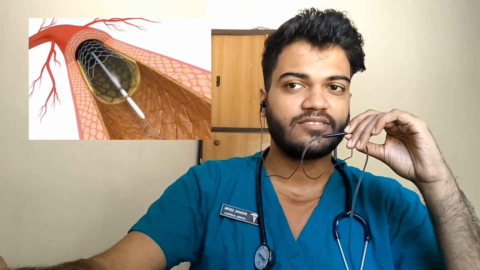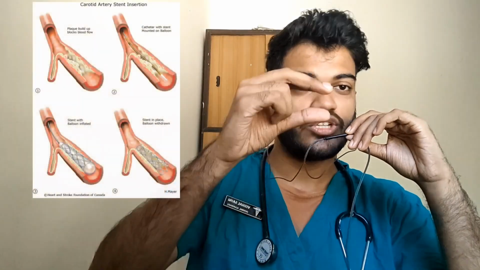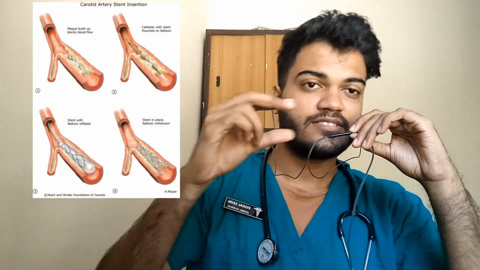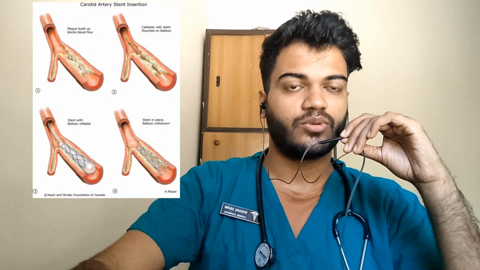And how can you maintain it? You can maintain it by giving PCI. You know what PCI is? PCI is percutaneous coronary intervention, which in layman's terms is called a stent. We put a stent in the vessels so that we open the vessels and the blood can go easily to the heart. That is PCI.